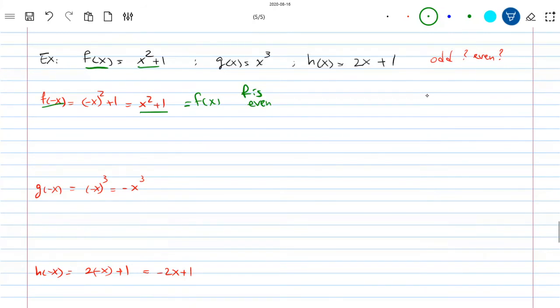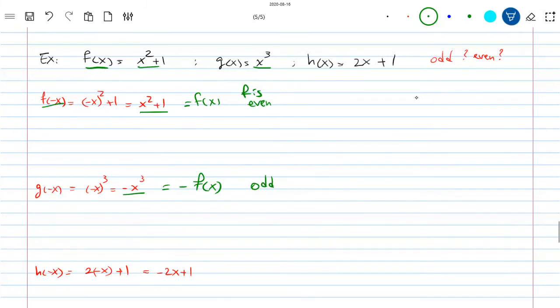How about the relation between g of x and g of negative x? g of x is x cubed, g of negative x is negative x cubed. You'll see that they're not exactly the same, they're just off by a negative sign. If that happens, then you have an odd function.